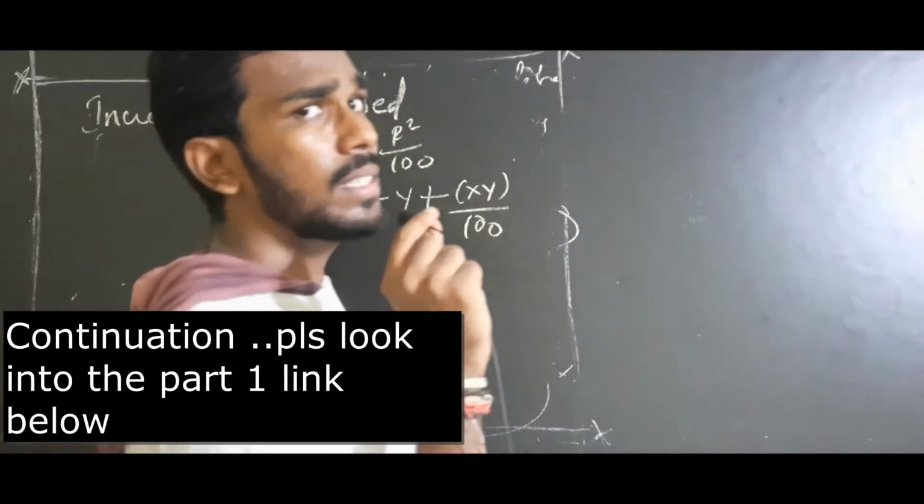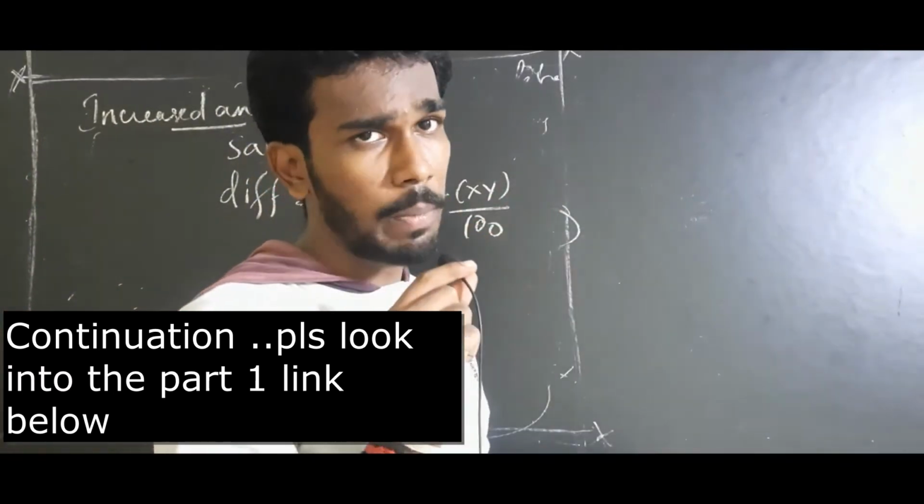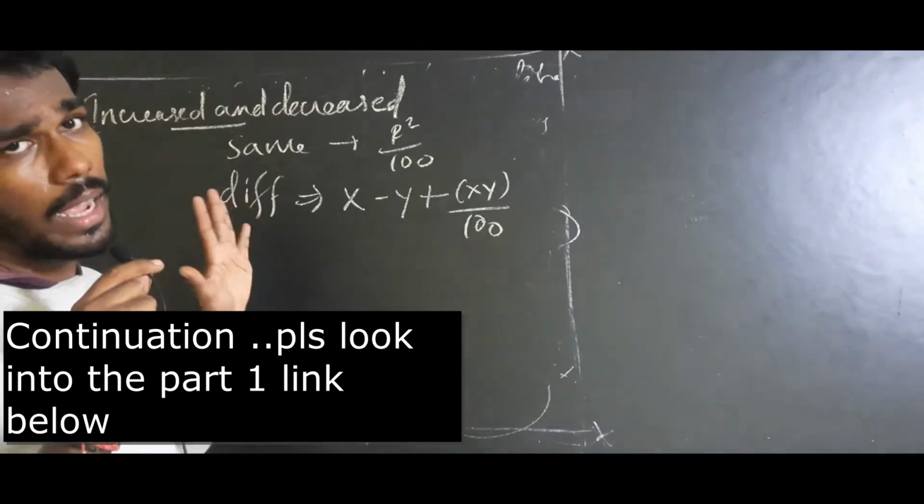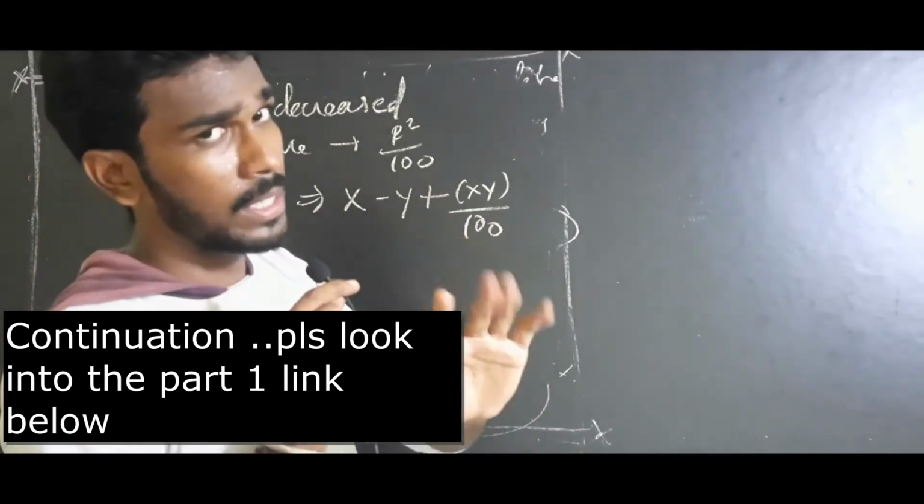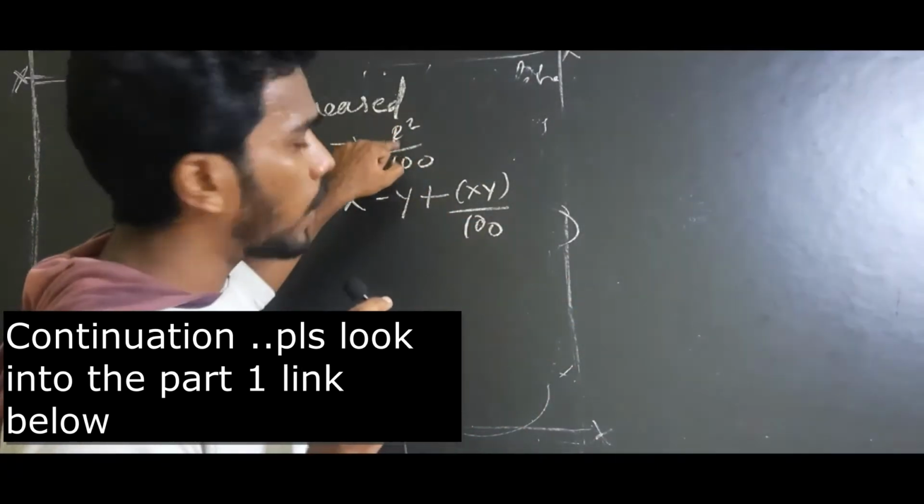For example, an article price is increased by 5% and decreased by 5%. Both increase and decrease is 5%. So R will be 5. So R square by 100.